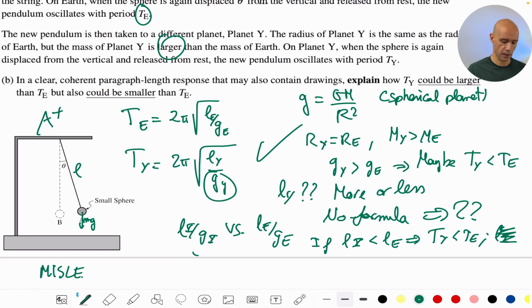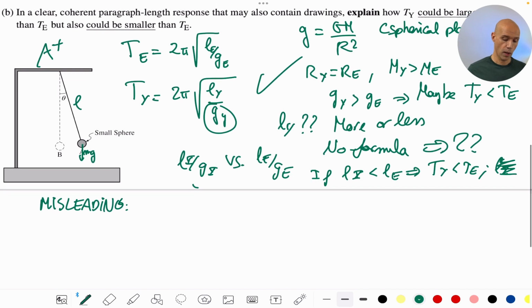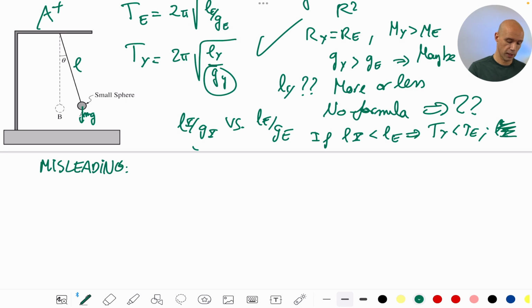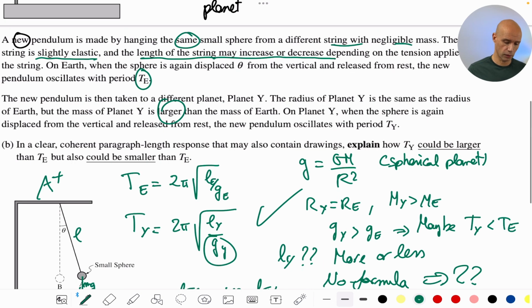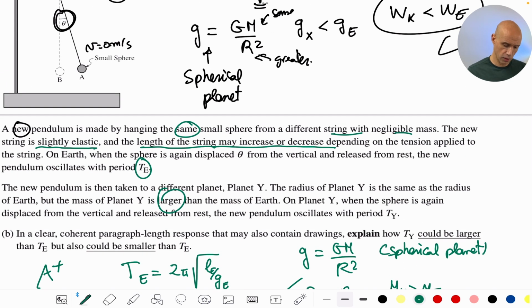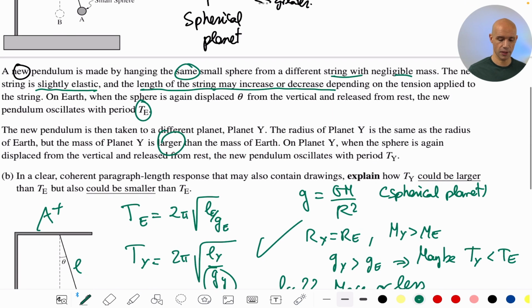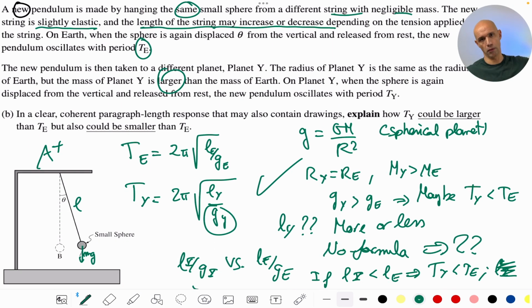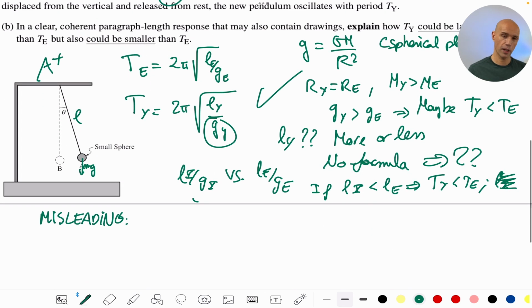Now, this is misleading. And why is this misleading? If you're done, you can leave. Well, they say that the new string is slightly elastic, so it's not terribly elastic. It's not going to be crazy. So we are close to the equilibrium point of the string. In that case, we would expect Hooke's law. Okay, so what we have is Hooke's law, and in that case, what do we expect?